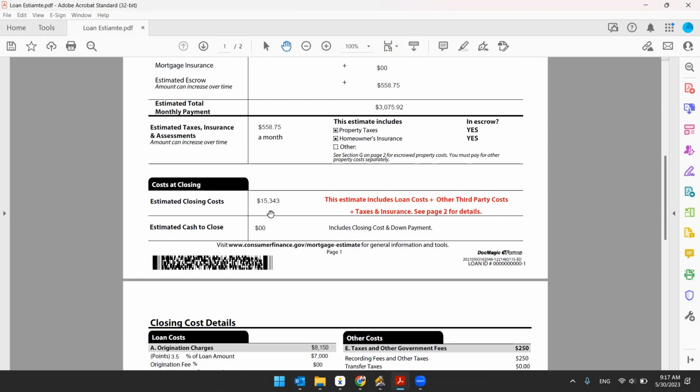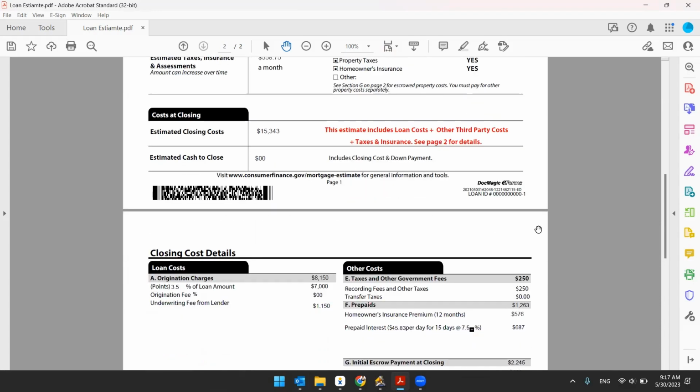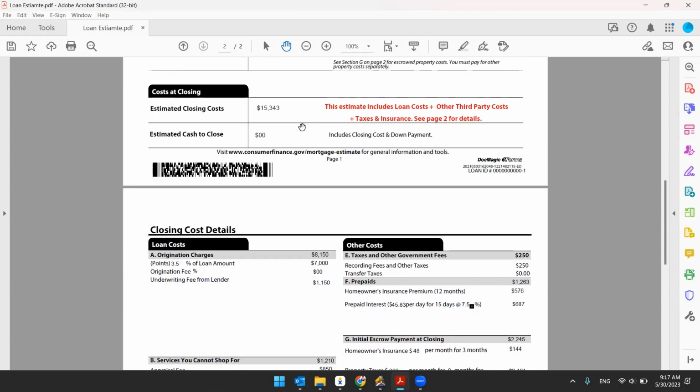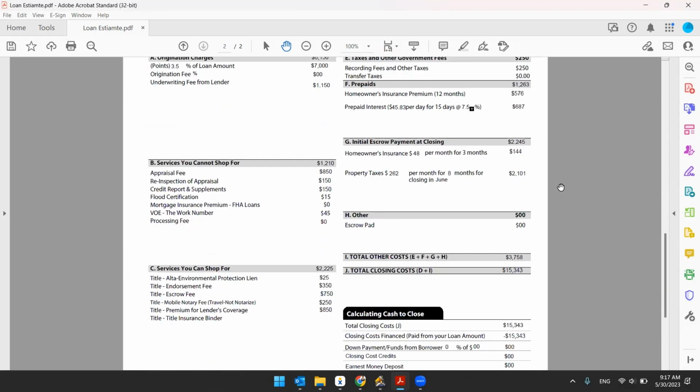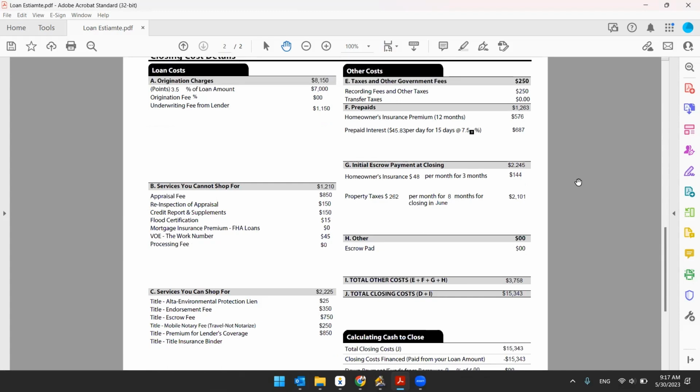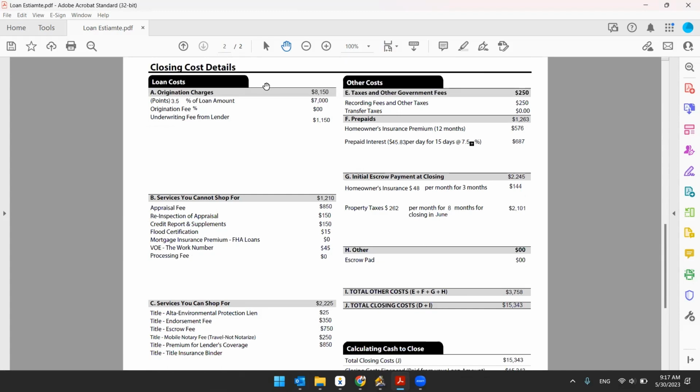Now we're going to go ahead and work on the estimated closing cost and the estimated cash to close. Going on to page 2, we're going to go ahead and work on these closing cost boxes. This is going to be a borrower paid loan where we're charging them 1.5%, $5,400. The underwriting fee from the lender is $1,150, so we just add that up.